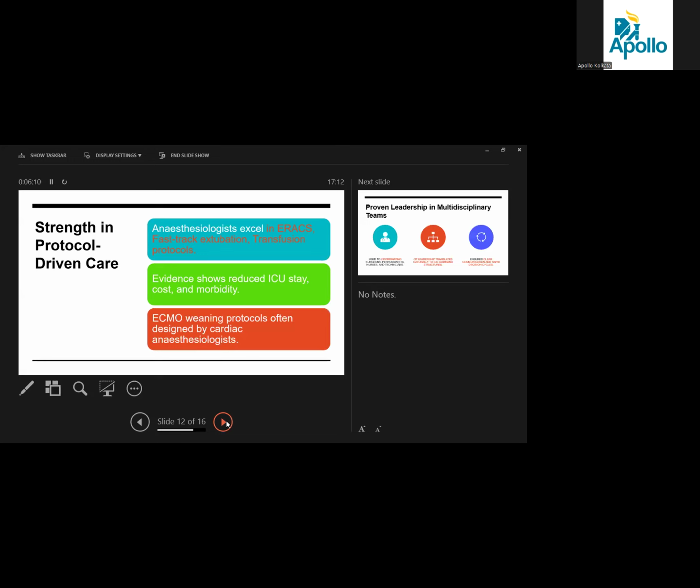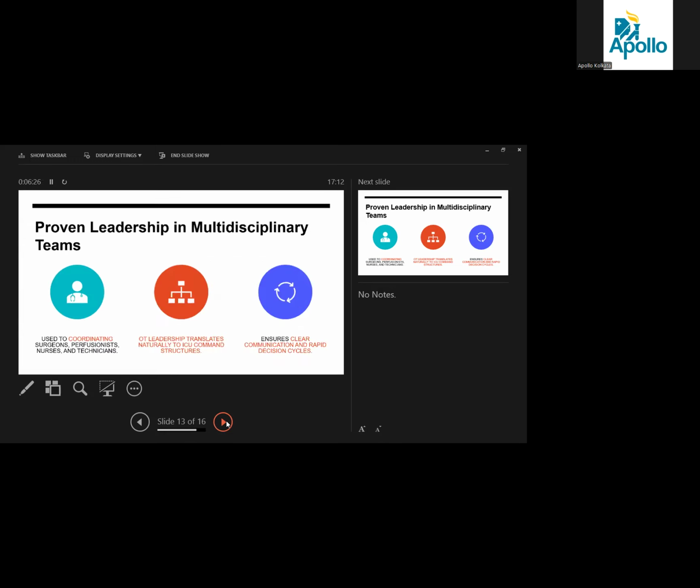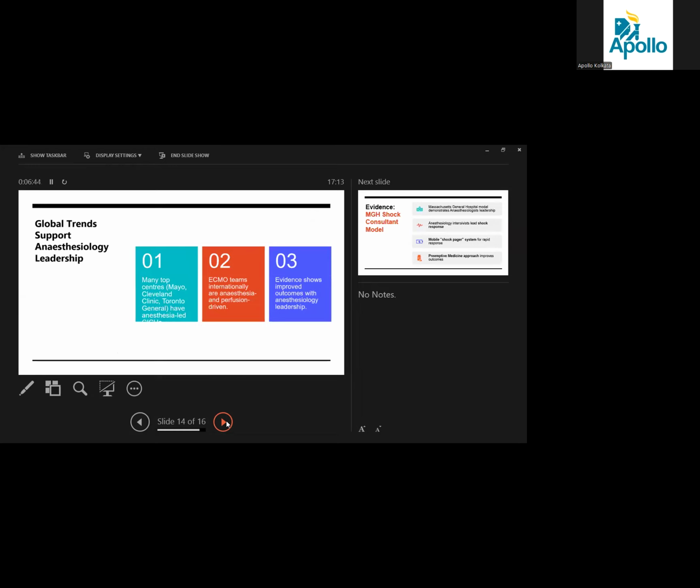Rather than being experience driven, we cardiac anesthesiologists have the strength of being protocol driven. So we excel in ERAS, fast track extubation, and transfusion protocols. ECMO weaning protocols are often designed by cardiac anesthesiologists. Thus, we have proven leadership in multidisciplinary teams. We are used to coordinating surgeon, perfusionist, nurses, technicians. OT leadership translates naturally to the ICU environment. And this ensures clear communication and a rapid decision cycle, so that eventually patient outcome gets better.